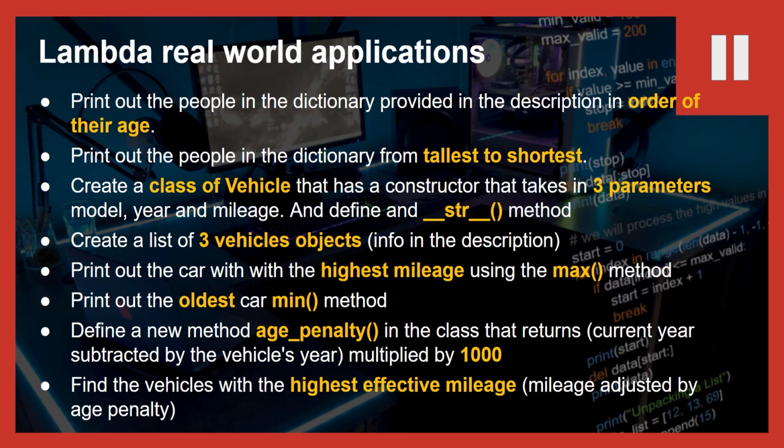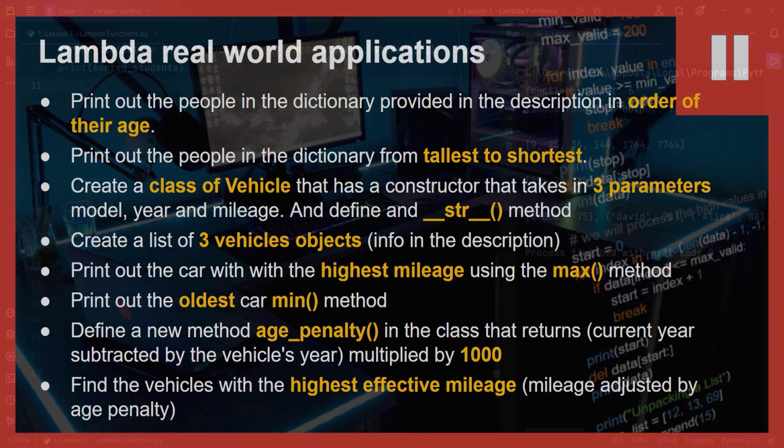So you'll need to again find the vehicle with the highest. Highest means what? When we talk about highest, it means max. So you'll need to apply the age penalty function inside of the class to each of the items to find the car with the highest effective mileage. Crazy. Don't worry, do these step by step, slowly, don't feel overwhelmed, do your best, pause the video right now and go do the challenge.